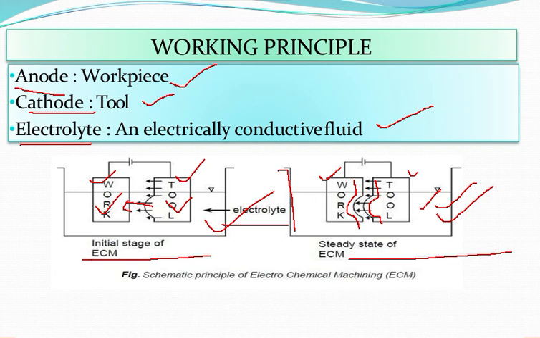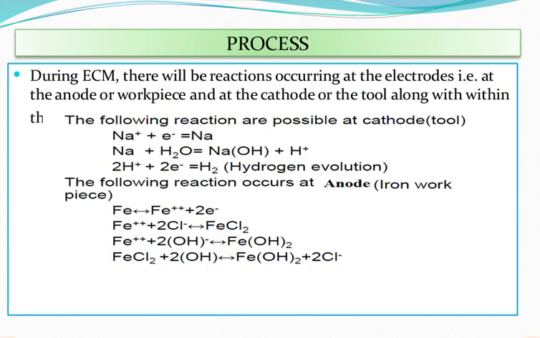Now we are having a brief look at the process. What the process is showing is that during the electrochemical machining process, there will be reactions occurring at the electrode, that is at the anode or workpiece, and of course at the cathode or the tool, along with the following reactions. So you can see what are the possible reactions occurring at the cathode and what are the possible reactions occurring at the anode.